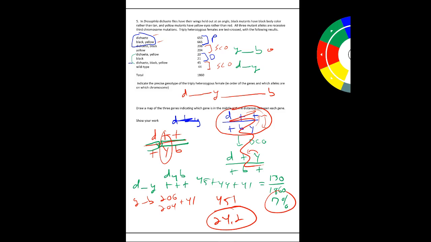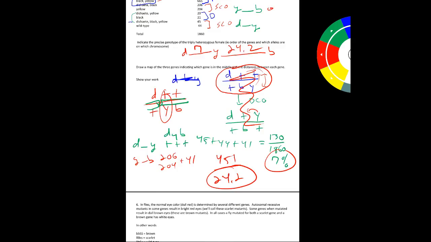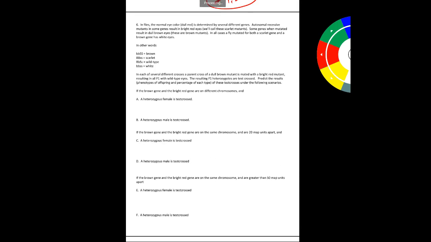It's nice if you have different colors. So DY is 7%, and Y to B is 24.2%. So, kind of on the complicated side, but again, take some practice, figure out your own way to do it.